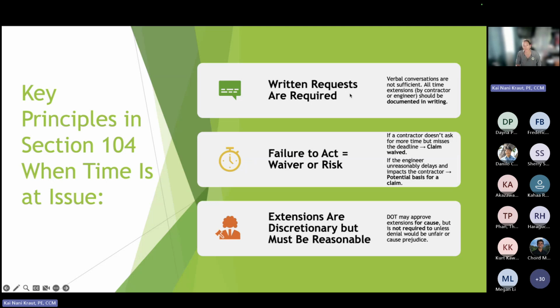So the key principles: written requests are required. Verbal conversations are not adequate. And I know this is a lot, and I know not everybody does this, but it's again, a soapbox. Let's get better. Let's get there. Failure to act, we're risking or waiving our right, and extensions are discretionary. So if they don't meet the requirements, we can reject it.